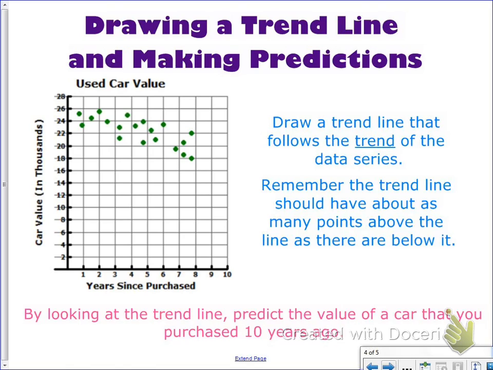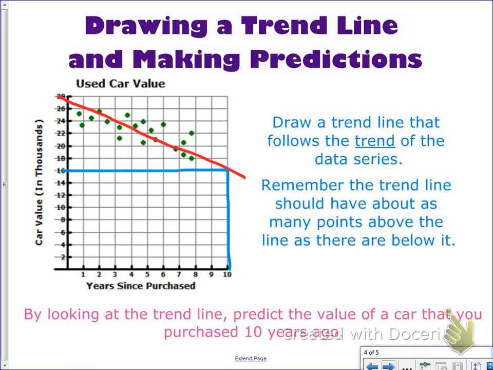Another example, we want to predict, looking at a trend line, how much the value of a car is when it's 10 years old. So if I were to draw again that trend line, you want to make about as many above as below. Some will intersect the line and that's fine. We want to see where it's going to hit at the 10-year mark. So I follow up to the 10-year mark and it is going to hit at about $16,000. So a car is worth about $16,000 after 10 years.